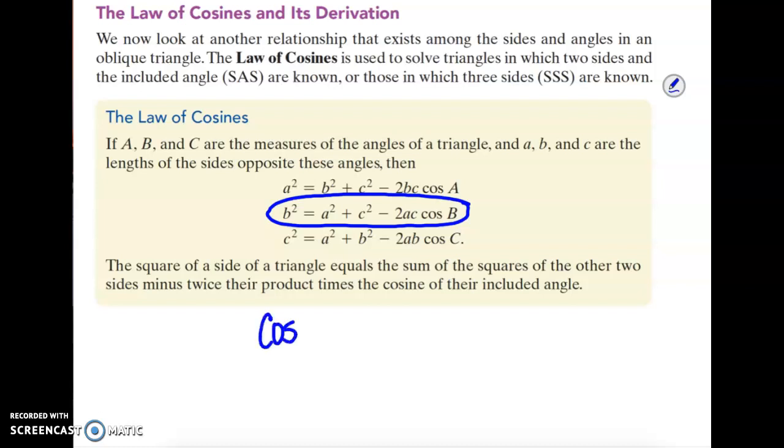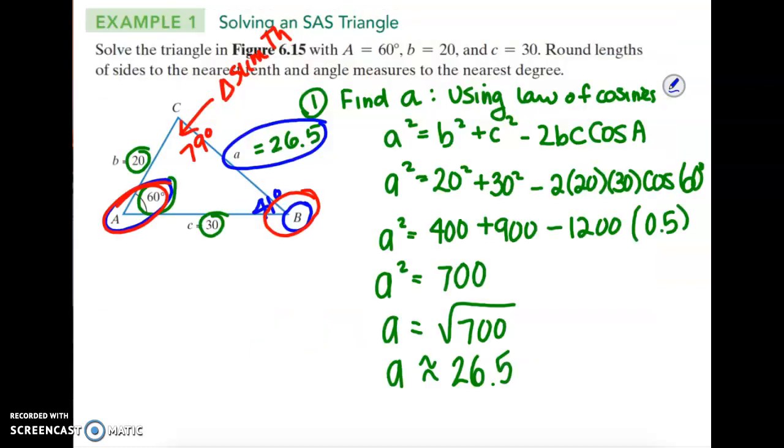How it looks. The cosine of b equals, if we move those terms around, we're going to get a squared plus c squared minus b squared all over 2ac. And you can do the same thing for angle A or angle C. So this will be the formula we will use in our next example in that format.